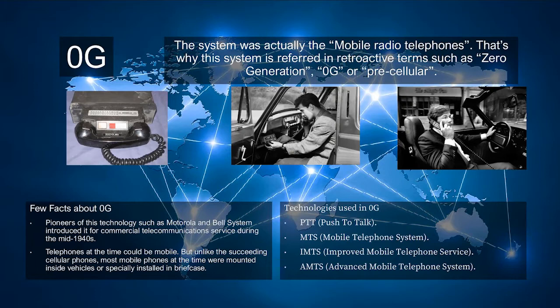Technology used in 0G systems included PTT, which is push to talk, MTS, mobile telephone system, IMTS, improved mobile telephone service, and AMTS, advanced mobile telephone system. Since they were the predecessor of the first generation of cellular telephones, these systems are sometimes retroactively referred to as pre-cellular or sometimes zero generation systems.